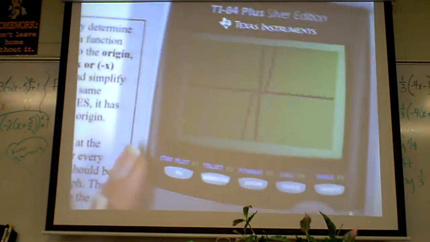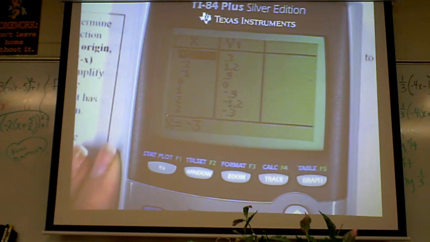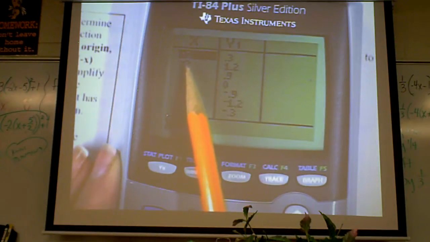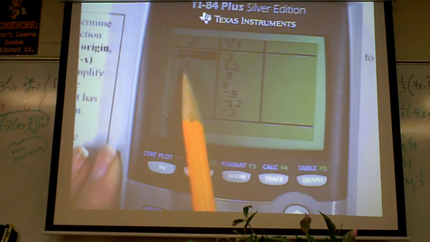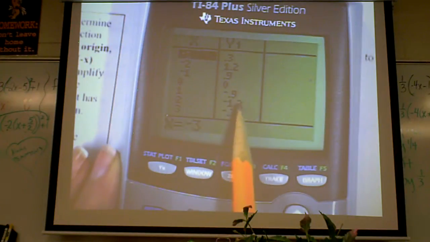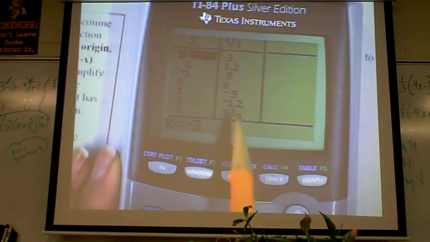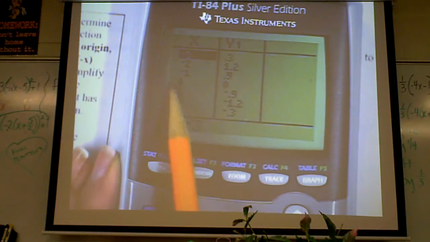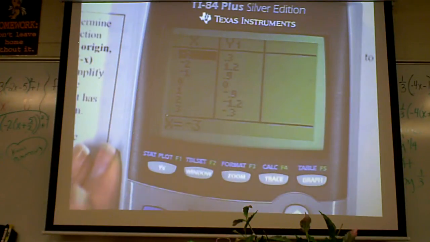Now, what I would want to do is look at my table, and you want to make sure, look at this point, this is -3, 0.3, then you'd want +3, -0.3. See this? -2, 1.2, you'd want +2, -1.2. So all of the ordered pairs are opposite. Now look at the oddball point, that's it right there, 0, 0. That means it has symmetry to the origin.